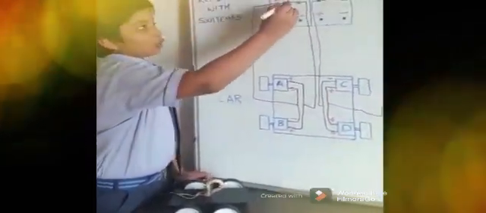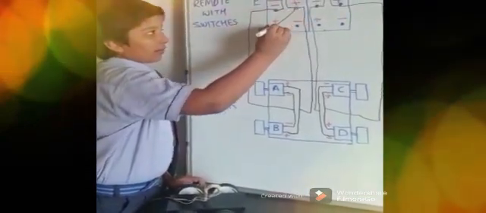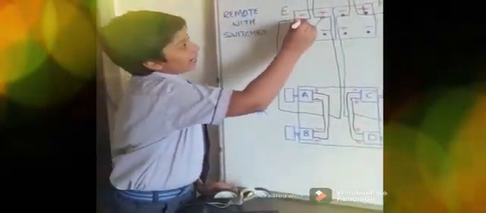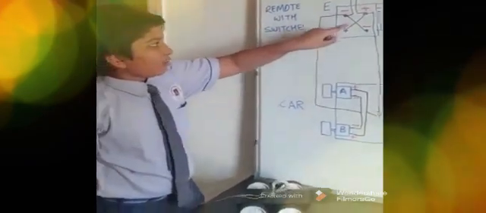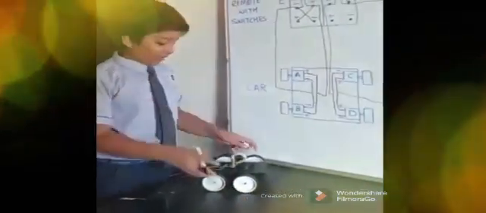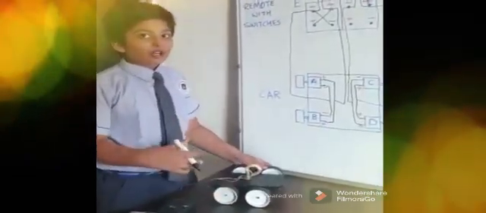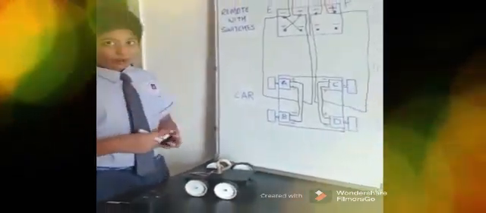Then I connected the positive of the top switch, top button, to the positive of the bottom button of each switch, and the same to the negatives of each switch. But these positives and negatives are on the opposite side. This is because the behavior of the motor depends on the way you connect the battery to them.